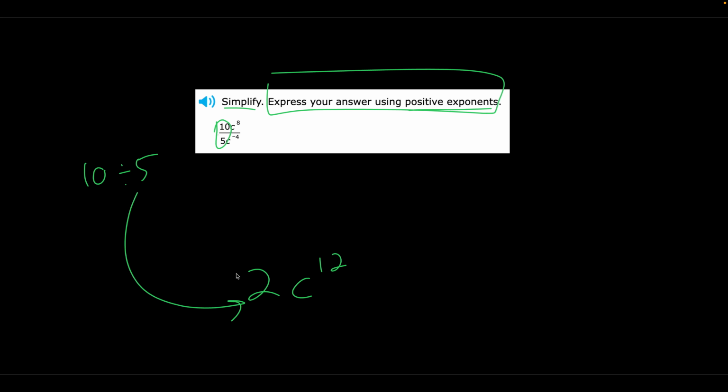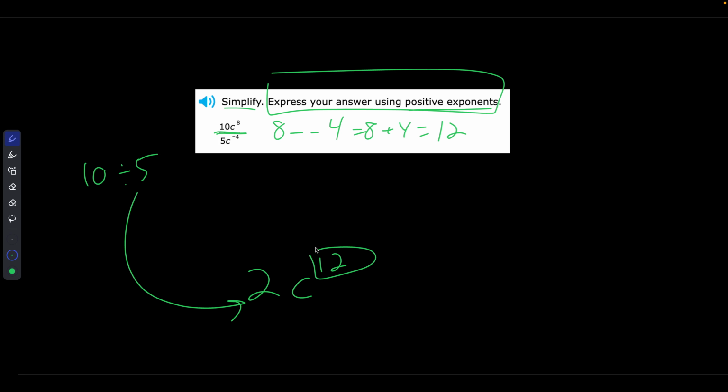10 divided by 5 gave me the 2 right here. And the way I got the 12 is I subtracted the exponents. So I always tell students, think of the division bar in the middle as a giant subtraction sign for exponents. So it's saying 8 minus, that's the big bar in the middle, negative 4. And so this is the same as 8 plus 4, which is 12. And that's how I end up with the positive 12 for the exponent of c.